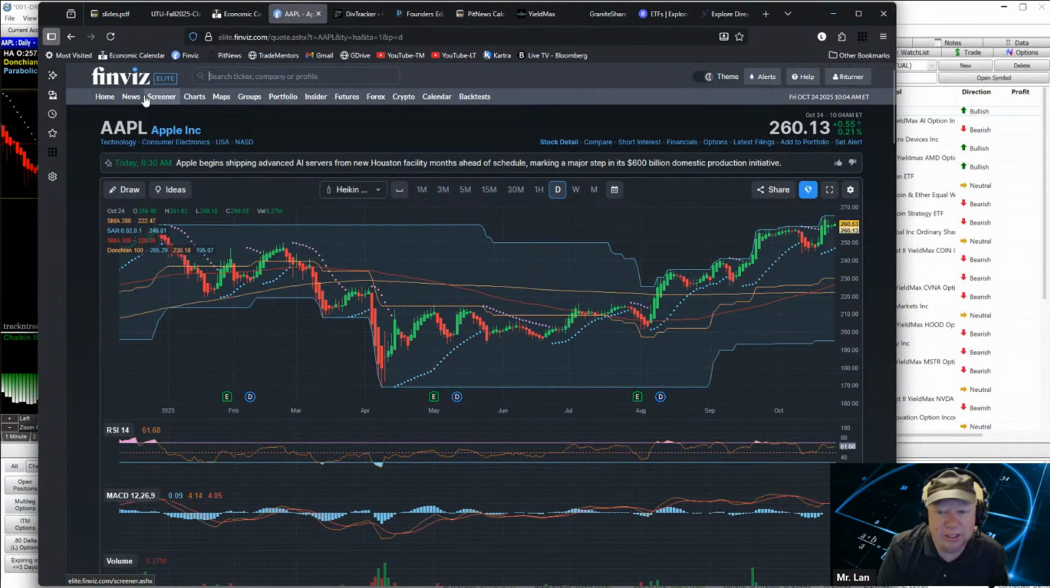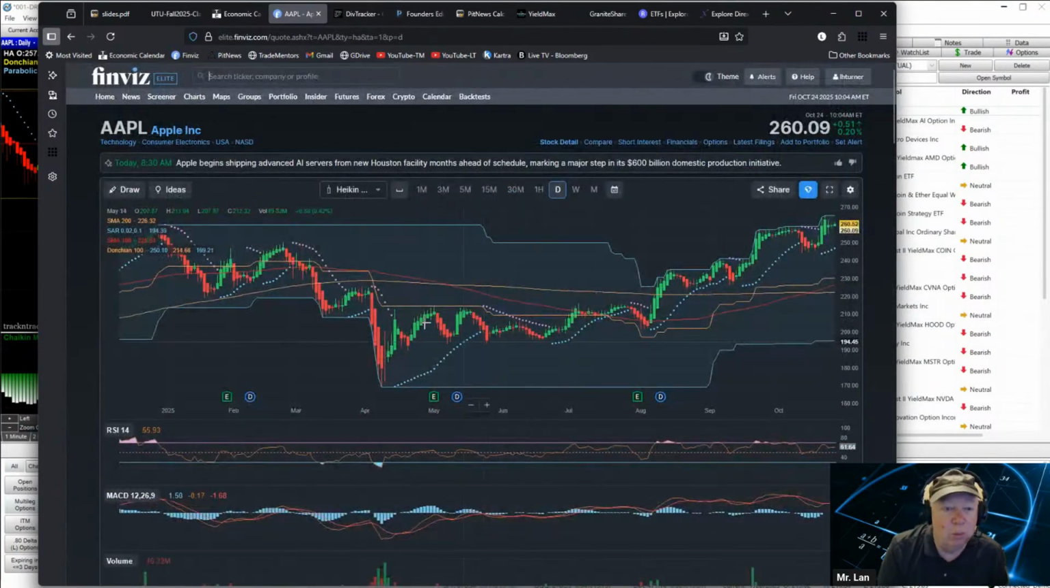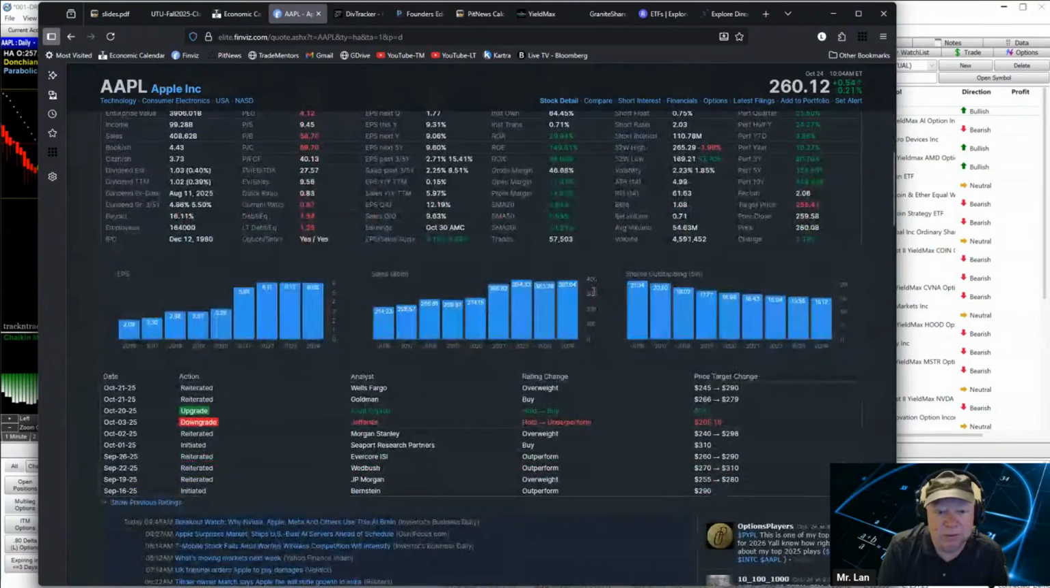This is called FinViz. And this is a free little charting application. You can't trade on it. You can't do anything with it. You can't draw. I mean, you can draw on it, but the drawing tools are kind of limited. It's got a few icons. But what this is good for more than the technical side of things is the fundamental side of things.